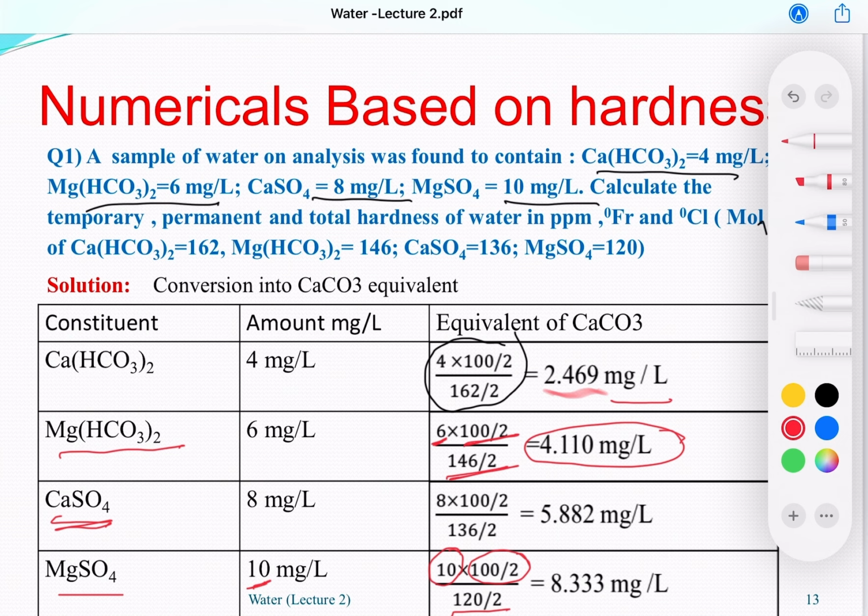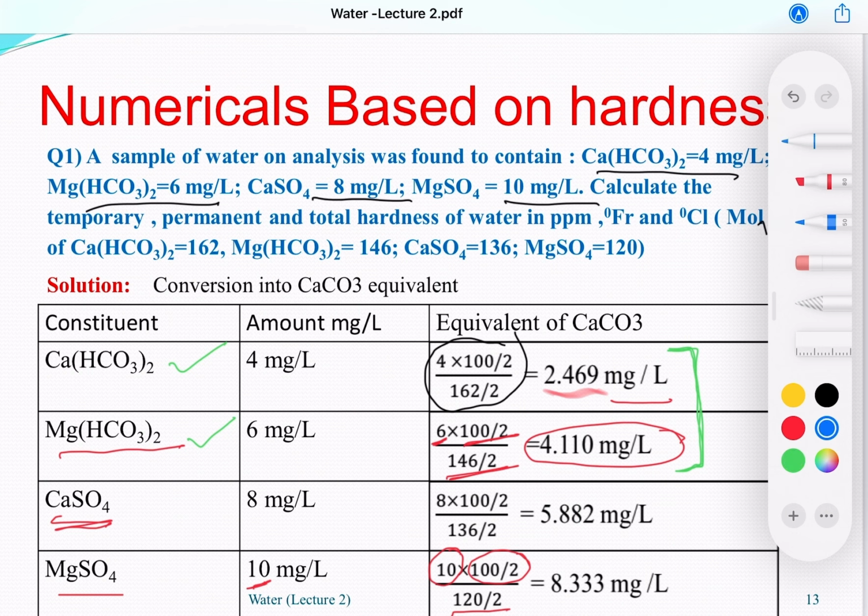Now temporary hardness is due to calcium bicarbonate and magnesium bicarbonate. So when you are calculating temporary hardness, you have to add these two which you can see in green, because temporary hardness is caused due to bicarbonates of calcium and magnesium. So you will add these two and you will get temporary hardness.